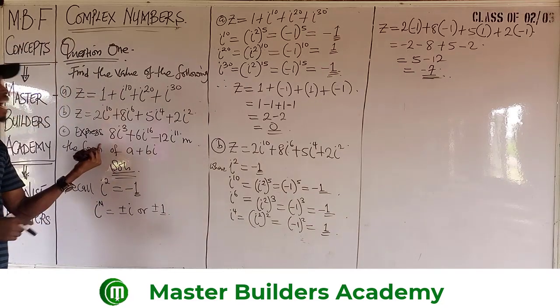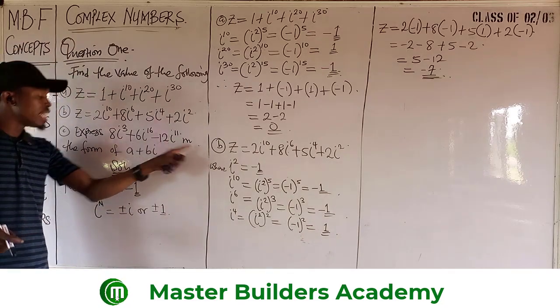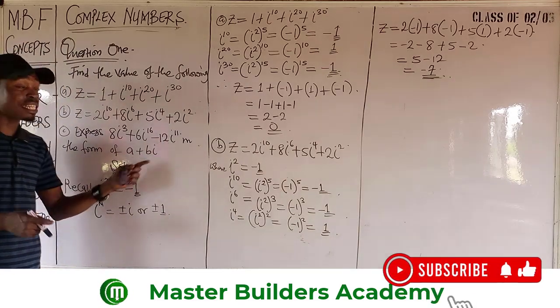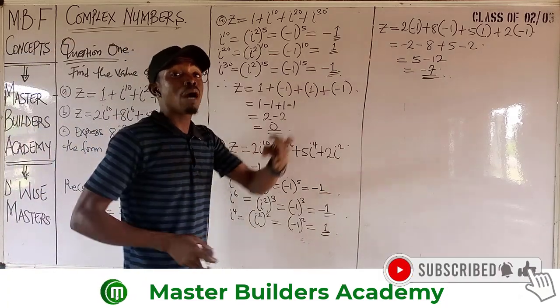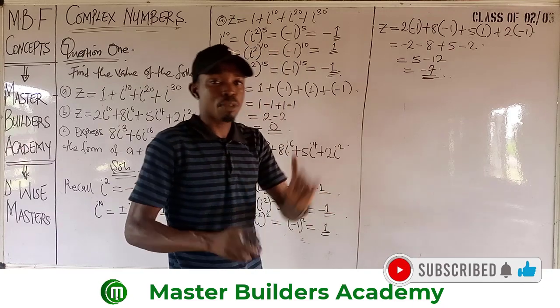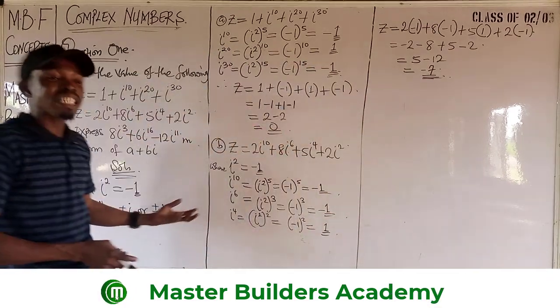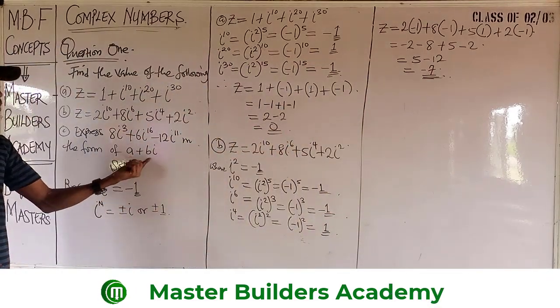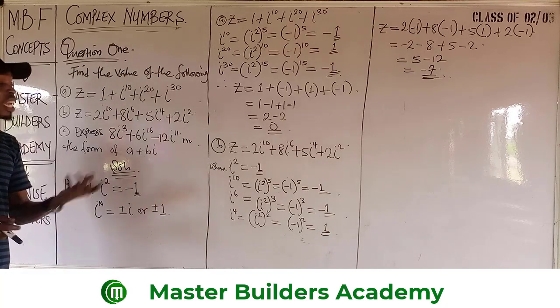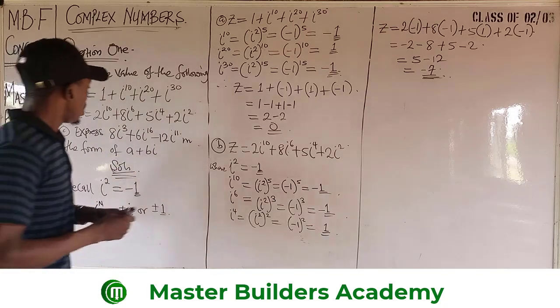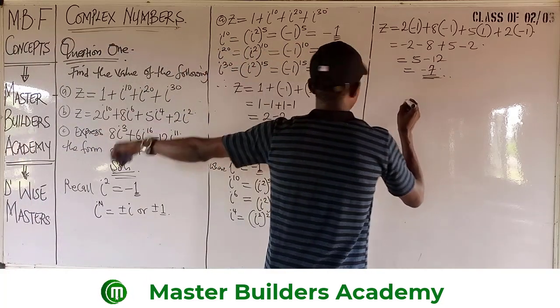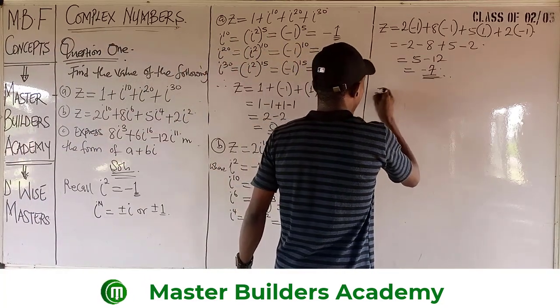Now, finally, we are asked to express this in the form of A plus Bi. This is already giving us a concept in advance that our outcome will be in terms of real and then imaginary. So let's work this out and see if our outcome will actually turn out to be something like this. Okay, we have number 1. The question is, let's say Z.